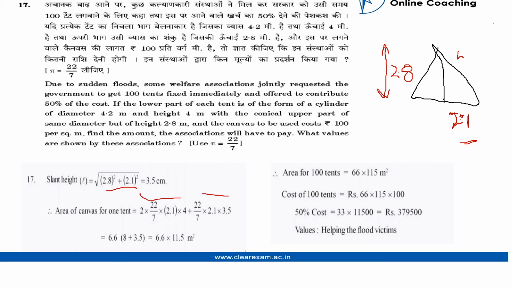Now area for 100 tents will be area of 1 tent × 100, which will be 66 × 115 meter square. 1 tent canvas costs ₹100 per meter square, so the cost for 100 tents will be 66 × 115 × 100. Association will pay 50% of the cost. So the cost association will pay is 33 × 11500, which is equal to ₹379500.